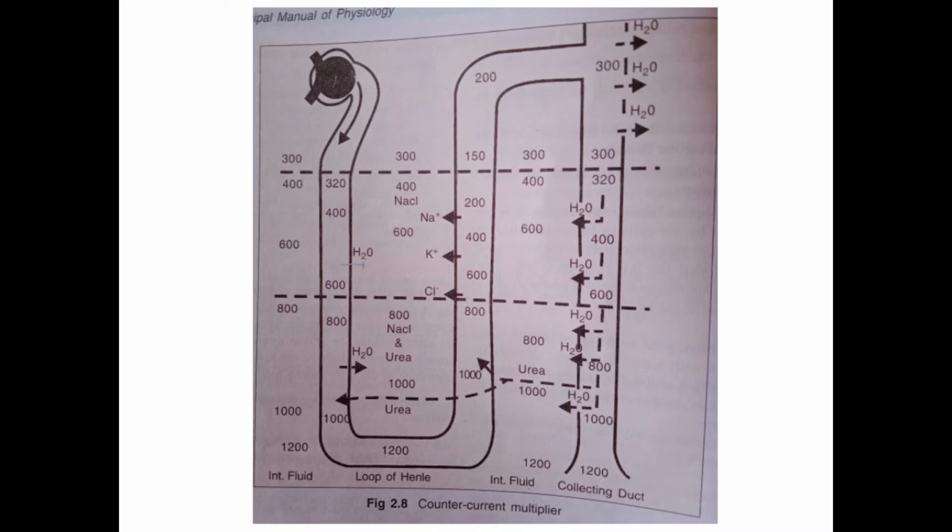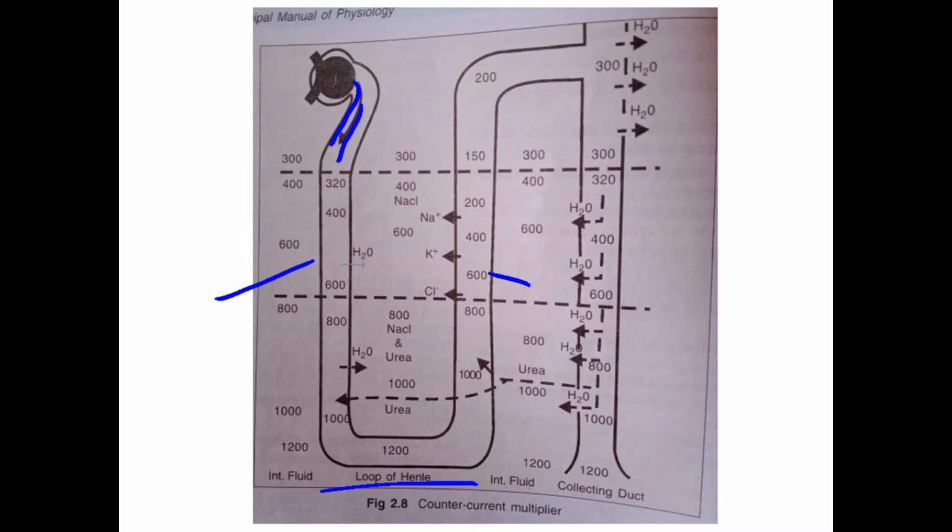So during the process of concentration of urine, when the filtrate is passing through, suppose this is one juxtamedullary nephron. When the filtrate is passing through the descending limb of Henle, this is the loop of Henle, this is the descending limb and this is the ascending limb.